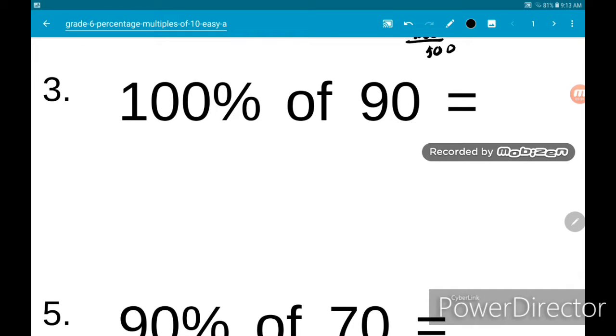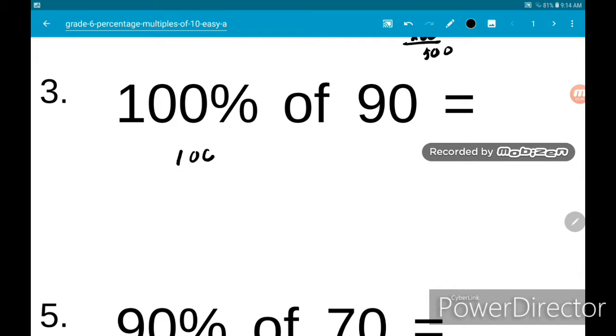100% of 90. We do this normally, if we do it the long way: 100 over 100 times 90 equals. What's 100 over 100? Listen, those that are working it out. 100 over 100 is 1, Steven. 100 over 100 is 1. Like 5 over 5 is 1, 25 over 25 is 1. So it's 1 times 90. So what is the final answer? 90. Yeah, I mean, think about it, 100% of itself is itself.